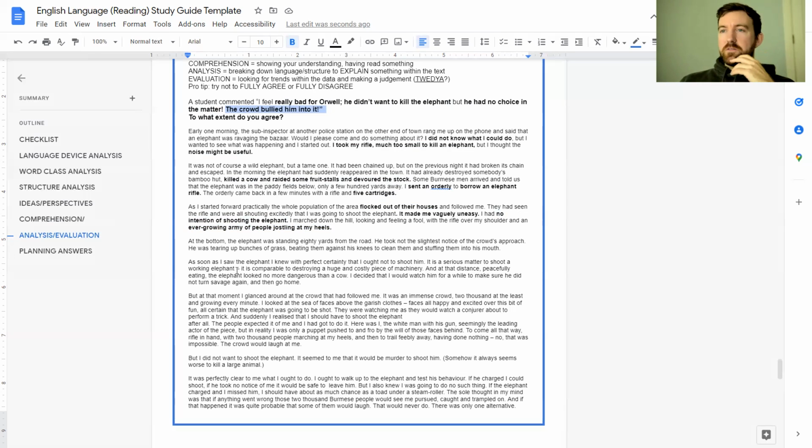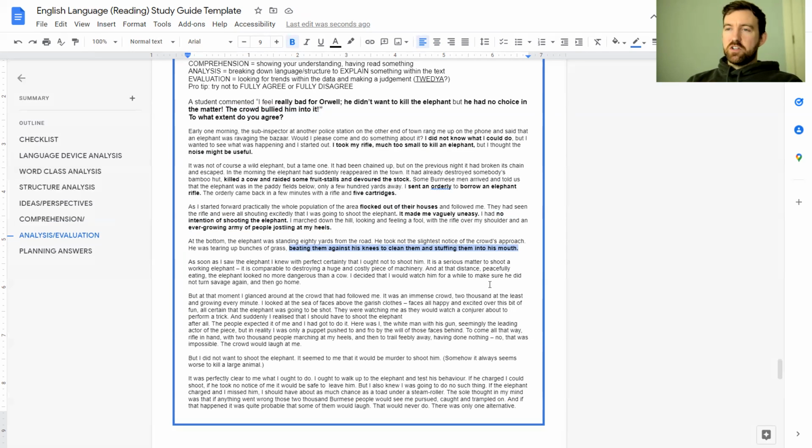At the bottom, the elephant was standing 80 yards from the road. He took not the slightest notice of the crowd's approach. He was tearing up bunches of grass, beating them against his knees to clean them and stuffing them into his mouth. So we have this quite innocent image, really, beating the grass against his knees and stuffing it into his mouth. It's quite a sweet image in some sense of this animal. It doesn't seem to be wanting to hurt anyone. It's just sort of eating and chilling, really.